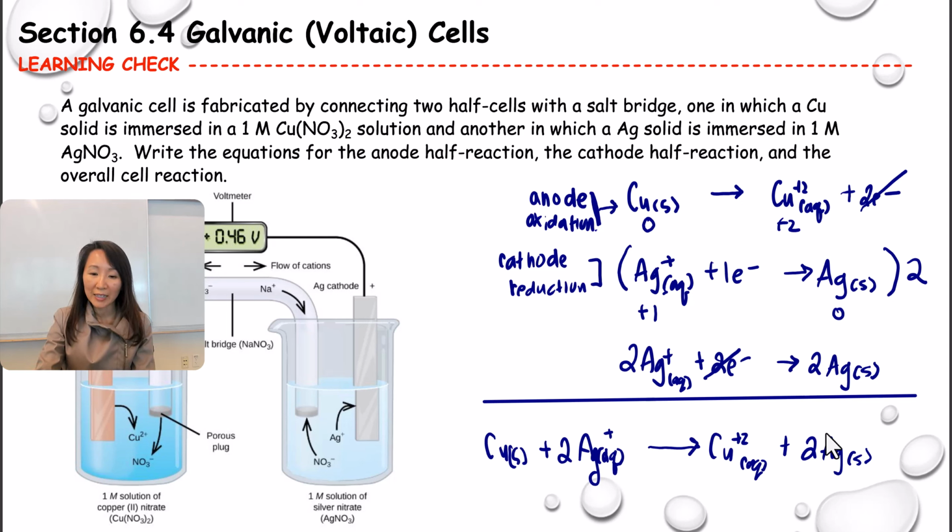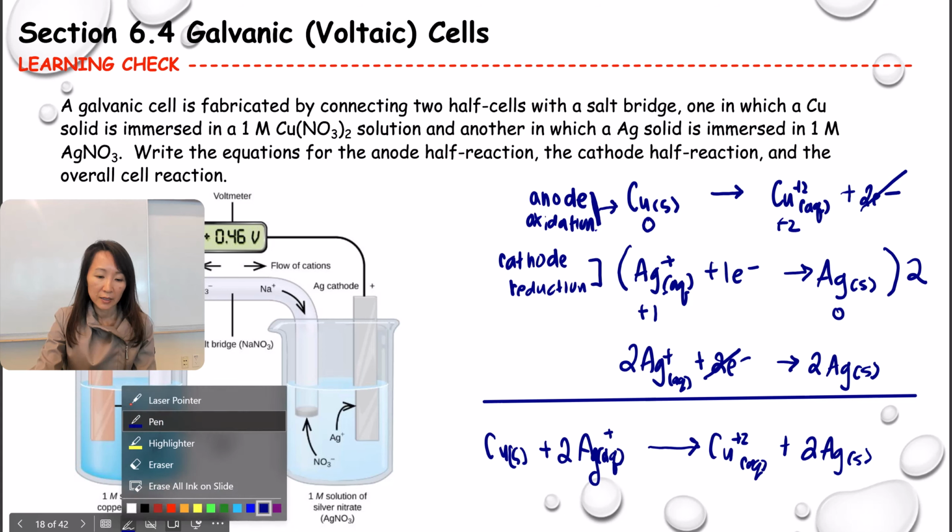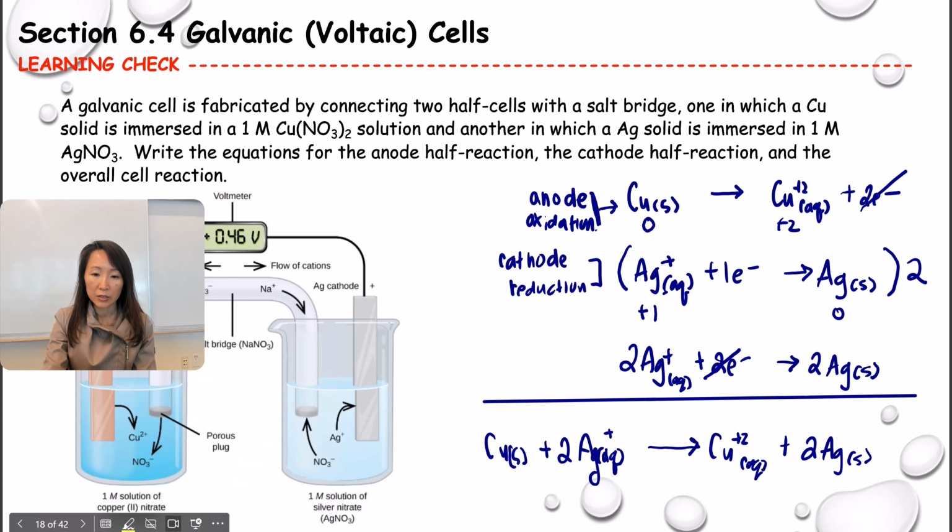So what's the answer, if you want to know? The equation for the anode half reaction is written here. Let me get this highlighter. So the anode half reaction is right here. The cathode half reaction is this one right here. And then the overall cell reaction is all this on the bottom.